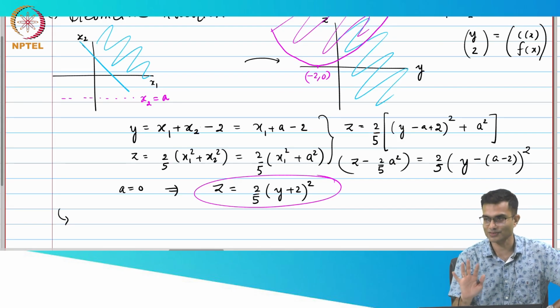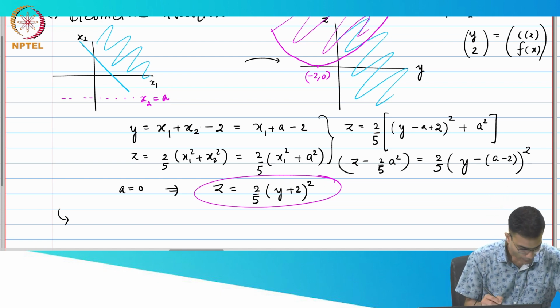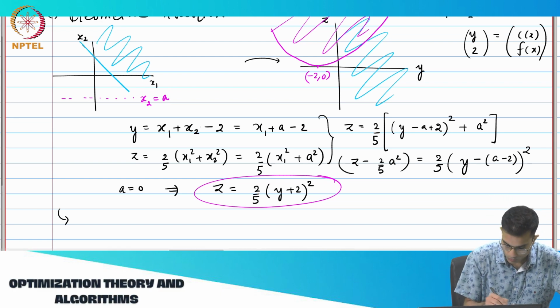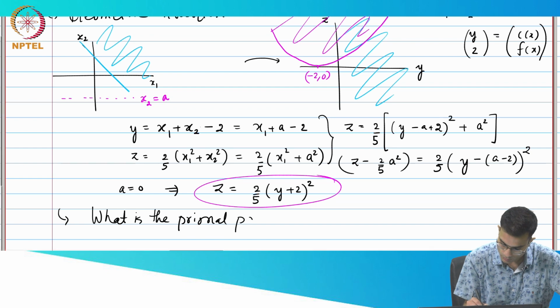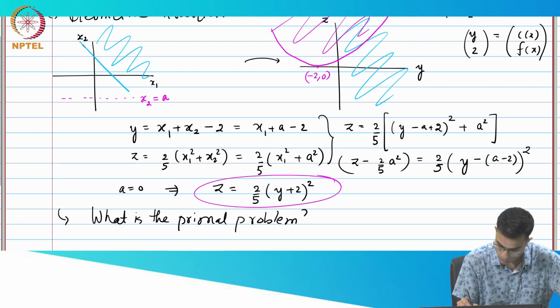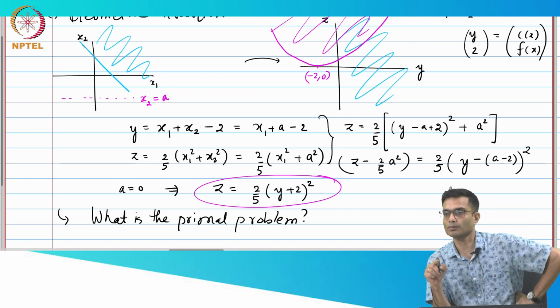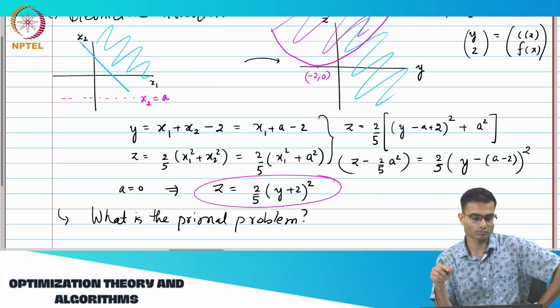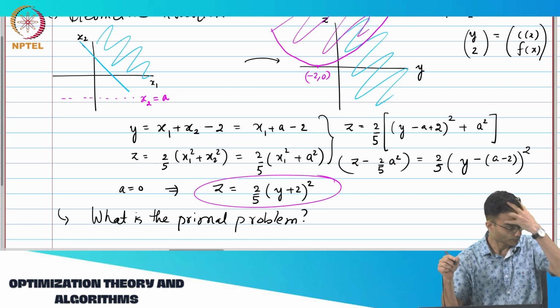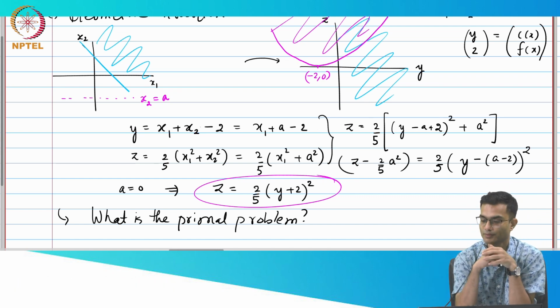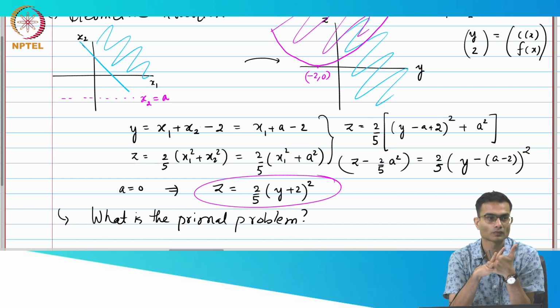Okay, so now that you have this geometry in mind, let's ask a very simple question. What is the primal problem, referring to the YZ plane? So what would you say? You have the YZ graph in front of you, right? So how would you state the primal problem?